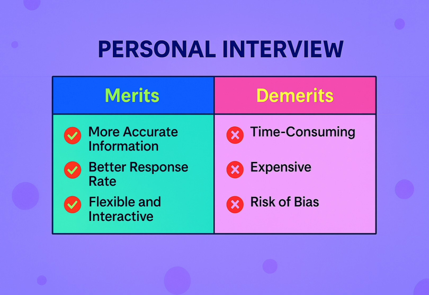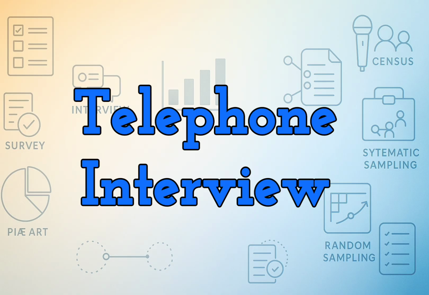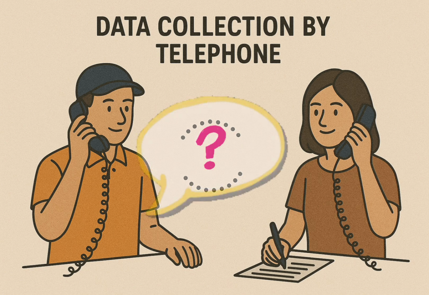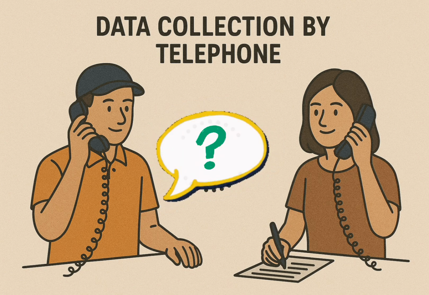Number 3, the investigator's behavior may affect the answers. The second method of primary data collection is telephone interview. Here, the investigator talks to the person on a phone call and asks questions.